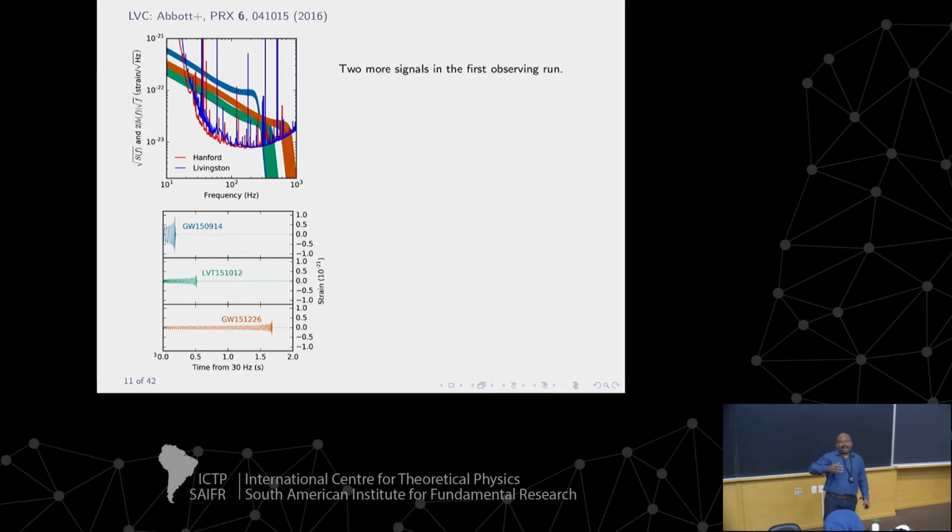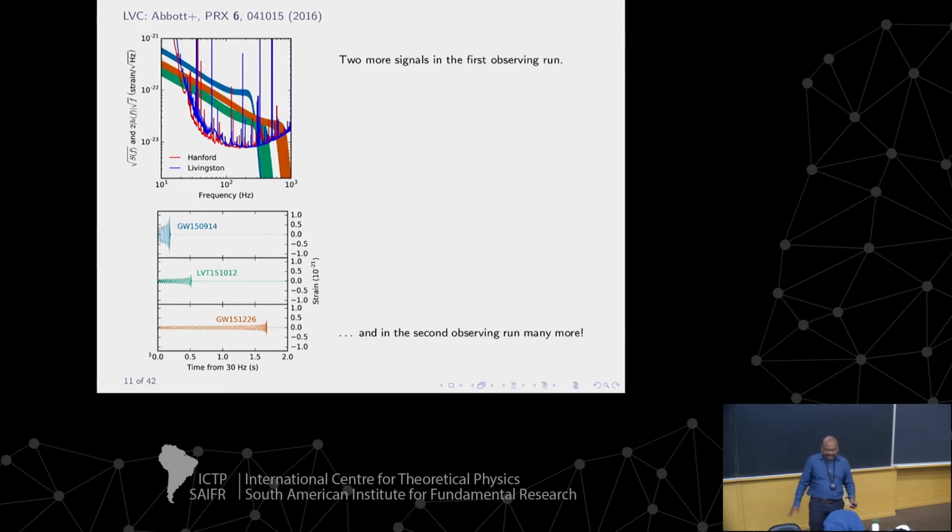So heavier black holes coalesce at lower frequency. Lighter black holes coalesce at much higher frequencies. And we had many more similar detections in the second observing run. Of course, the highlight of the second observing run was the binary neutron star merger, GW170817.